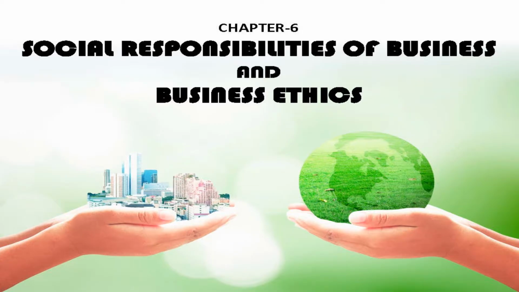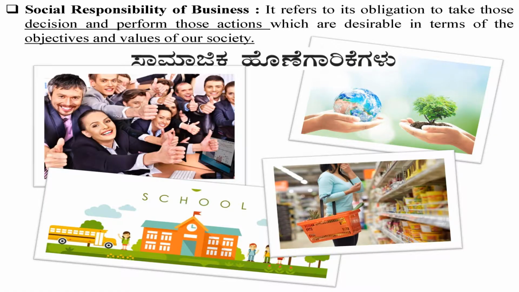Chapter 6: Social Responsibilities of Business and Business Ethics. Social responsibility of business refers to its obligation to take those decisions and perform those actions which are desirable in terms of the objectives and values of society. That means there will be some responsibilities for every business for helping a society. That is the social responsibility of business. It's not compulsory, but we have to do it for our society when we are earning profit in that society.